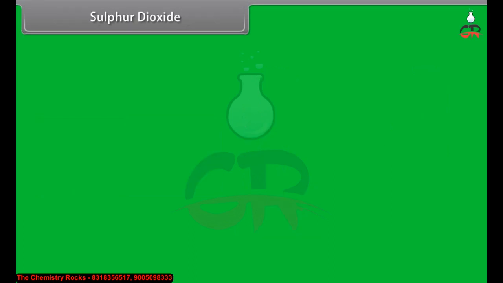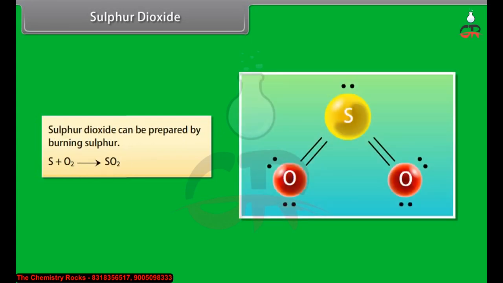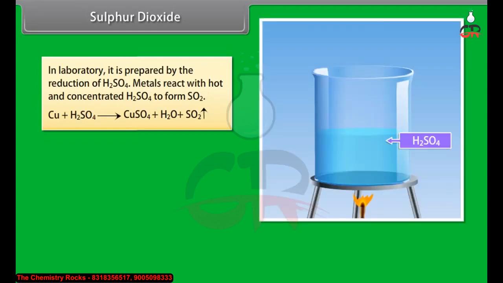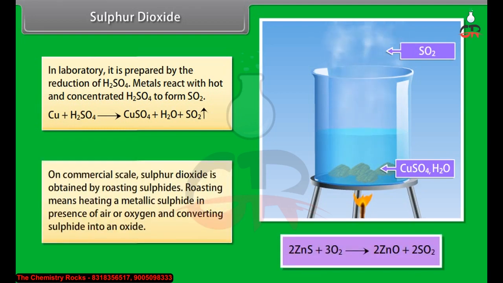Sulphur dioxide. Sulphur dioxide can be prepared by burning sulphur. In the laboratory, it is prepared by the reduction of H2SO4. Metals react with hot and concentrated H2SO4 to form SO2. On commercial scale, sulphur dioxide is obtained by roasting sulfides. Roasting means heating a metallic sulfide in presence of air or oxygen and converting sulfide into an oxide.